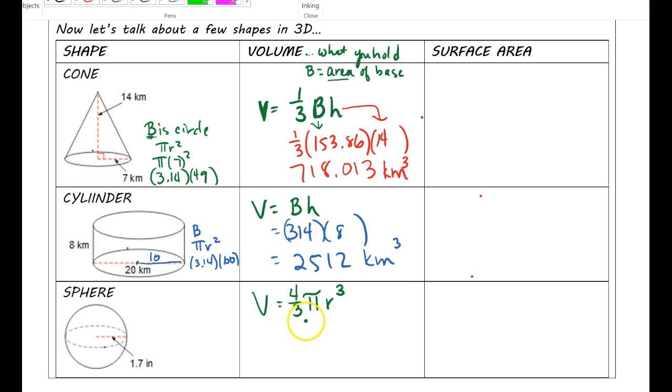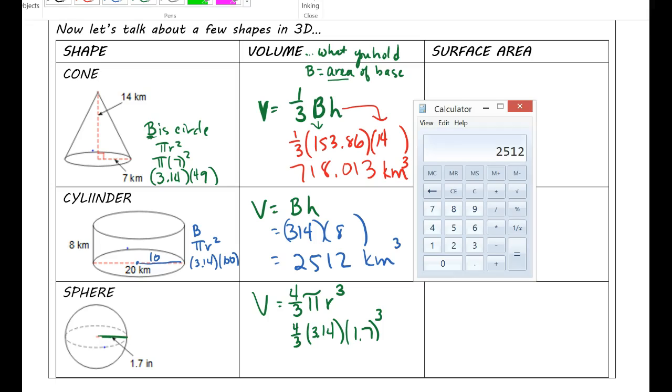There's no big B. Like, you don't have to do 2 equations in one. All you have to do is find r from your picture and plug it in. So if I look over here, my r is already drawn. It's 1.7. So then I just recopy all this. So it's going to be 4/3 times pi, and what's pi? 3.14 times r from my picture to the 3rd power.